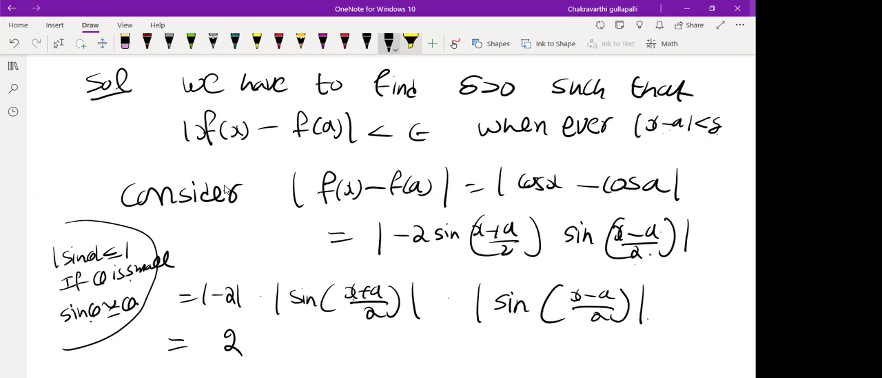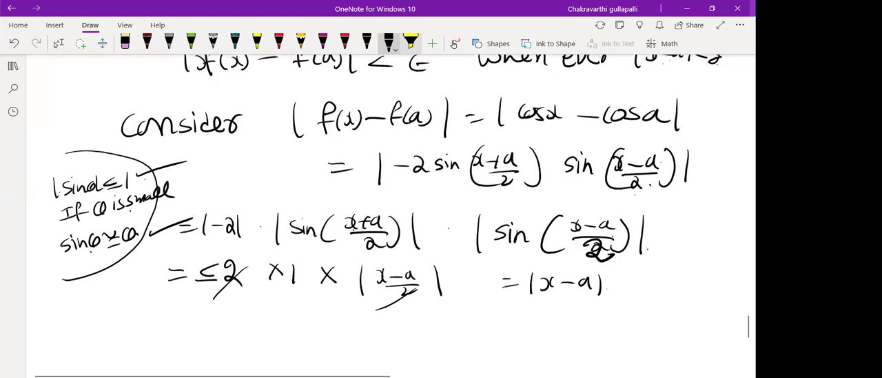So this is not small. (x plus a)/2 is not small. Therefore, modulus of sin theta is less than or equal to 1. So even though both are sin, for this we apply this formula, and for this we apply that formula, because here theta is small, and here theta is not small. If it is not small, use 1. If it is small, then use theta. Modulus of (x minus a)/2, which is mod x minus a.